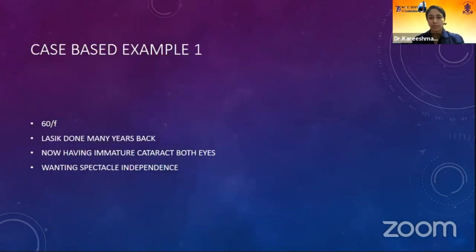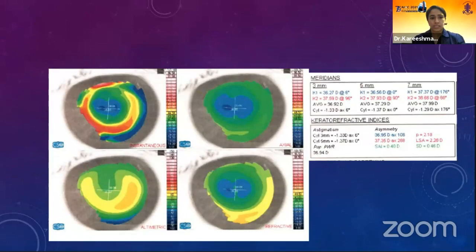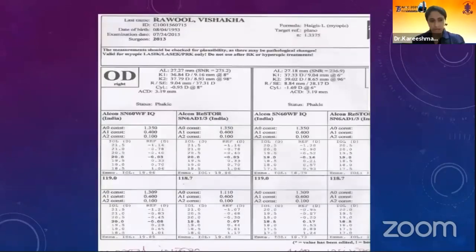So I'll talk about some examples. This was a 60-year-old female with LASIK done many years back, now having cataract and wanting spectacle independence. So at that time, I did not have topography nor biometry. So I sent her out and I got her topography done. This is what her Placido scans look like with her uniform central zone. This is the left eye. This is her IOL master.